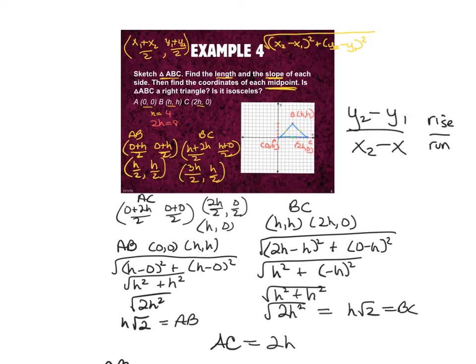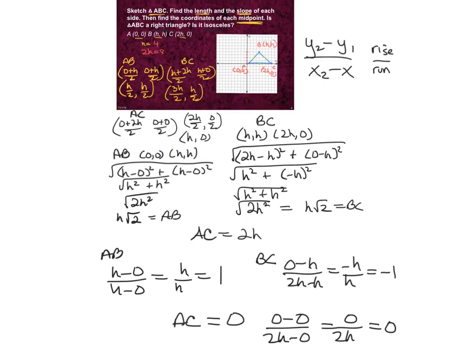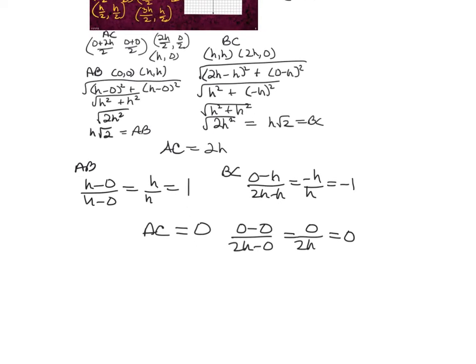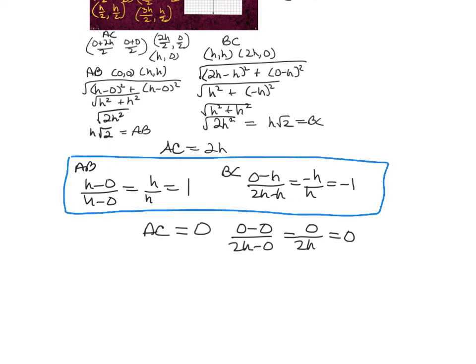Let's see what else they asked. We found the length, we found the slope, we found the coordinates of the midpoint. Now it's asking me, is it a right triangle, and is it isosceles? Remember, a right angle can be formed by perpendicular lines. Perpendicular lines have opposite reciprocal slopes. And if you take a look at AB and BC, these are opposite reciprocal slopes. So yes, this is a right triangle.